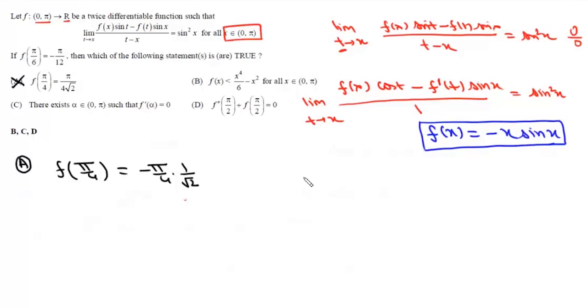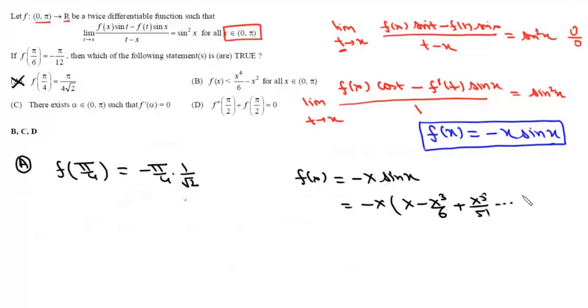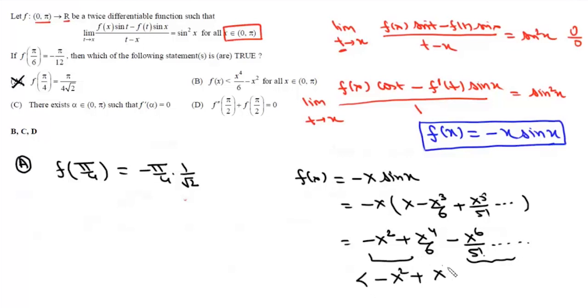minus x square. Now we know that f(x) is minus x sin x, and sin x is x minus x cube upon 6 plus x to the power 5 upon factorial 5. Now this is minus x square plus x to the power 4 upon 6 minus x to the power 6 upon factorial 5. Now it is this expression minus some value. That means it is always less than minus x square plus x to the power 4 by 6. That means this option B is correct.